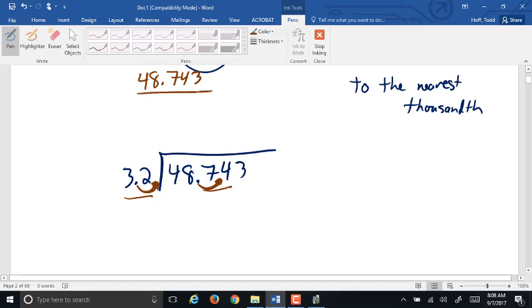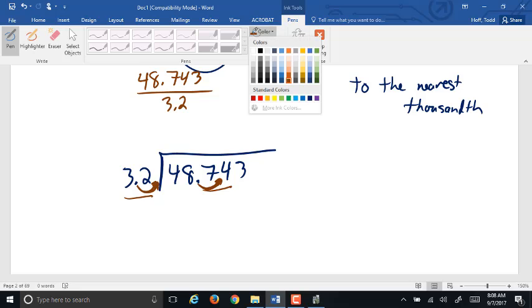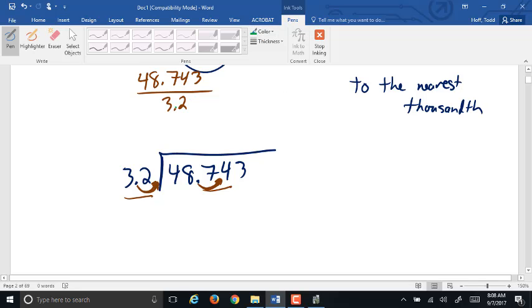Well, we mentioned a little bit, that's part of it, kind of. But we mentioned a little bit yesterday that a division problem can be thought of as a fraction, and a fraction can be thought of as a division problem. We think of this as a fraction. If I want to get the decimal point out of the denominator, I multiply by 10, right? 3.2 times 10 is 32. Well, if I multiply the denominator by 10, I have to multiply the numerator by 10. So that becomes 487.43. Is that the same fraction? Yeah, it's equivalent. It just looks different.